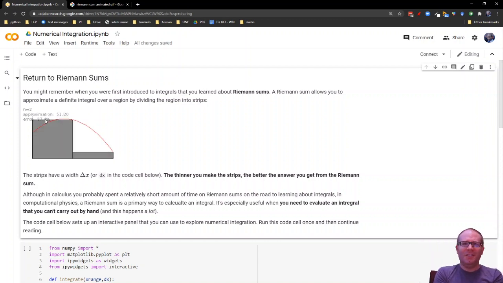Well, unfortunately, it turns out you can't actually do a real integral on a whole lot of functions, especially the ones you encounter in physics. And so in order to do most integrals, you have to put them into a computer and get a numerical answer. And the way you do that is with these Riemann sums. As a reminder, these strips have a width of delta x. We're going to call that dx in the code because I get tired of typing out delta all the time. The thinner you make the strips, the smaller the dx, the better your answer is going to be.